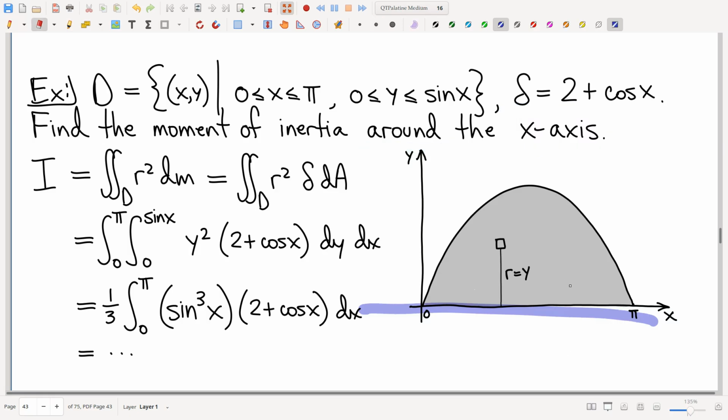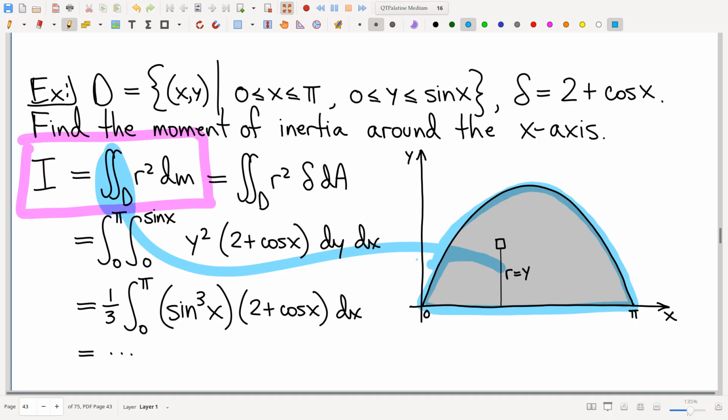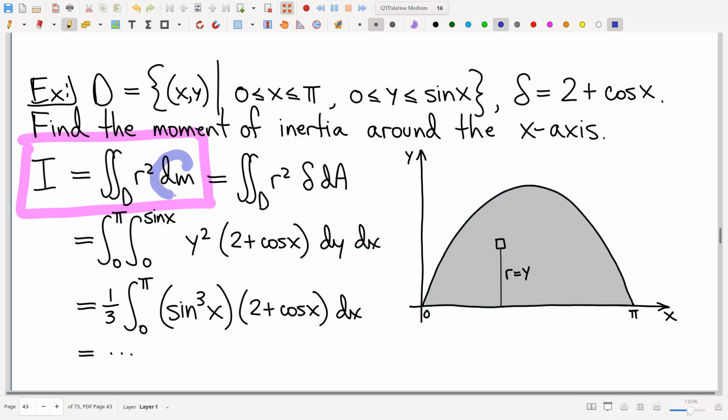Well, here we go. Moment of inertia, integral r squared dm. Again, you should definitely memorize that. The integral is a double integral because my domain is a two-dimensional region in the xy plane. dm, mass is density times size. Size in this case is area, again, because it's two-dimensional. The only thing we haven't made sense out of yet is what is r.